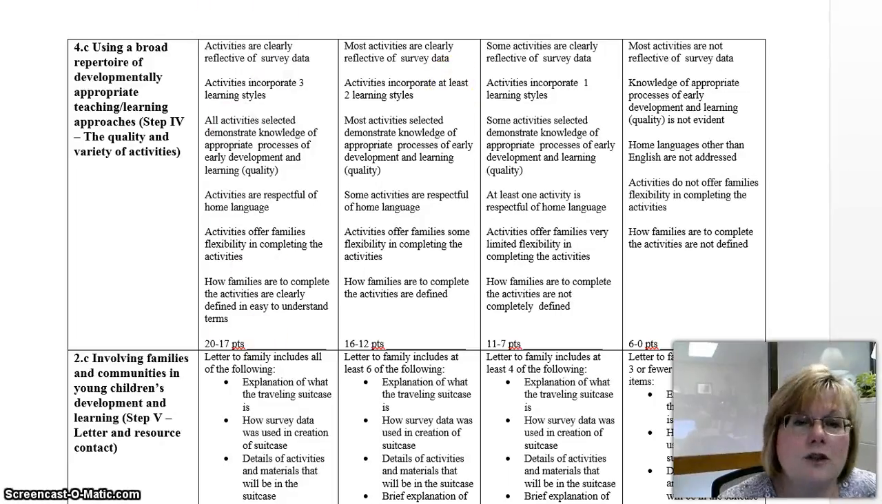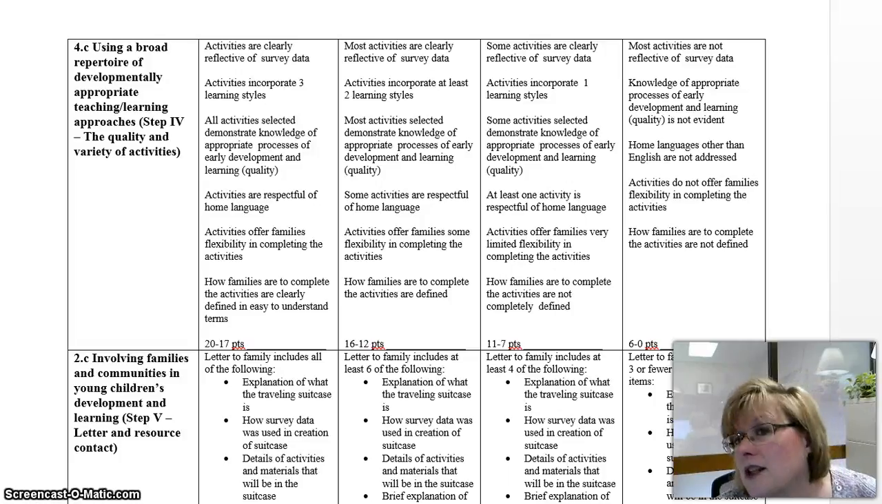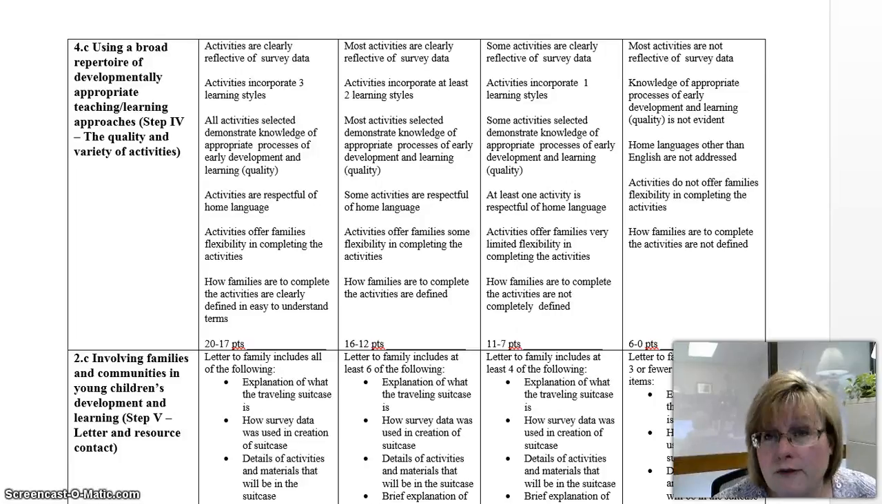If you want full credit, your activities need to be clearly reflective of your survey data. So if they say things like, we're only willing to spend 5 minutes on this, I should only see 5-minute activities. If your survey data said, we don't have crayons, scissors, glue, then I should see those items provided. Activities should incorporate 3 different learning styles. Remember, you can be a visual learner, an auditory learner, or a hands-on learner. Those are some of the learning styles you might use in your approaches.